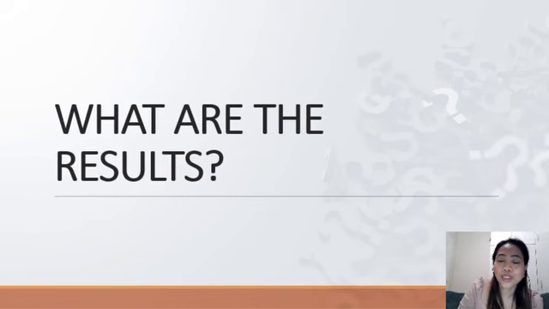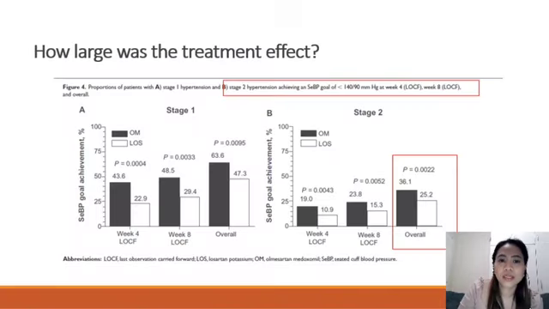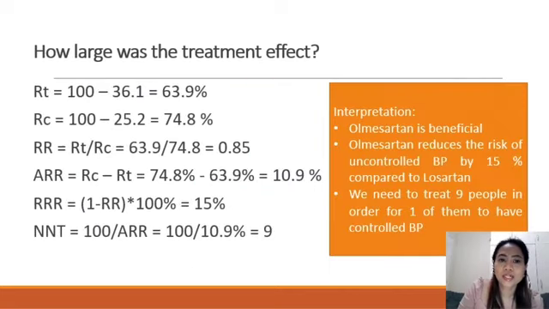Let us now go to the results of the study. For the question on magnitude of treatment effect, we focus on our outcome of interest, which is control of BP for those with hypertension stage 2. These are the completed RR, RRR, ARR, and NNT. The following values could be interpreted as follows.